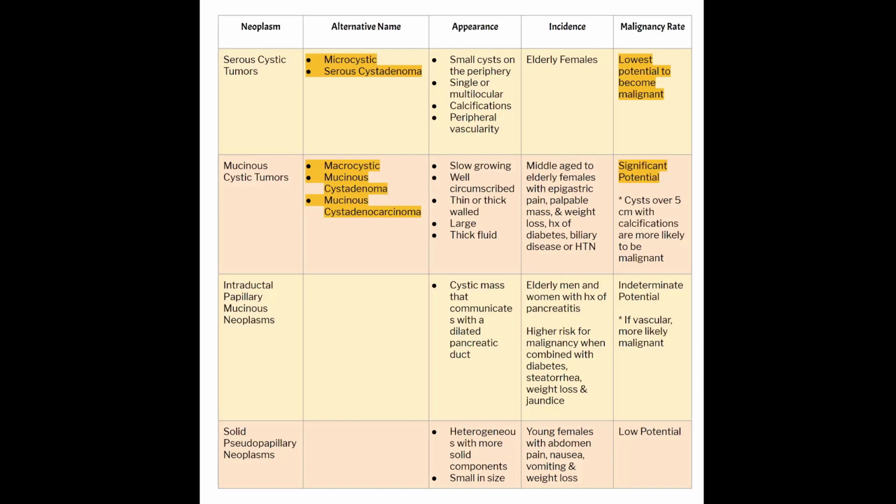As you are reviewing this chart, I want to point out that the serous cystic tumors and the mucinous cystic tumors both have alternative names, so those alternative names are going to be important, and that the serous cystic tumor has the lowest potential to become malignant, where the mucinous cystic tumor has the most potential to become malignant.